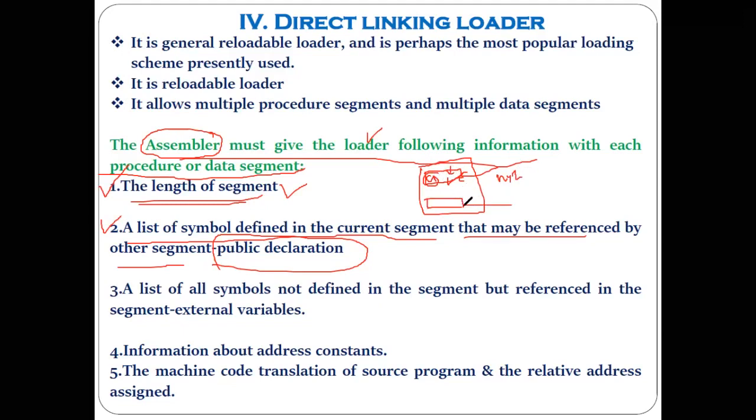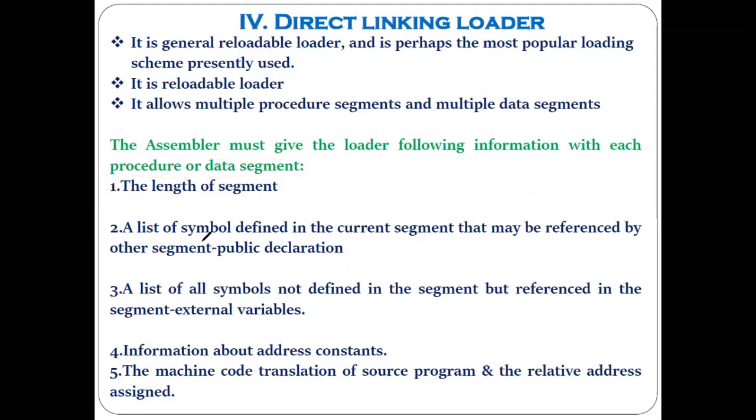Suppose there is another function, the abc. Now in case of this abc function, this variable a is nothing but an external variable, because it is not defined in the abc, it is defined in the xyz. So if you want to utilize this variable a in the abc, then it has to be utilized as an external variable. Understood? Because it is publicly defined in the xyz. So this kind of information has to be provided to the loader by the assembler.